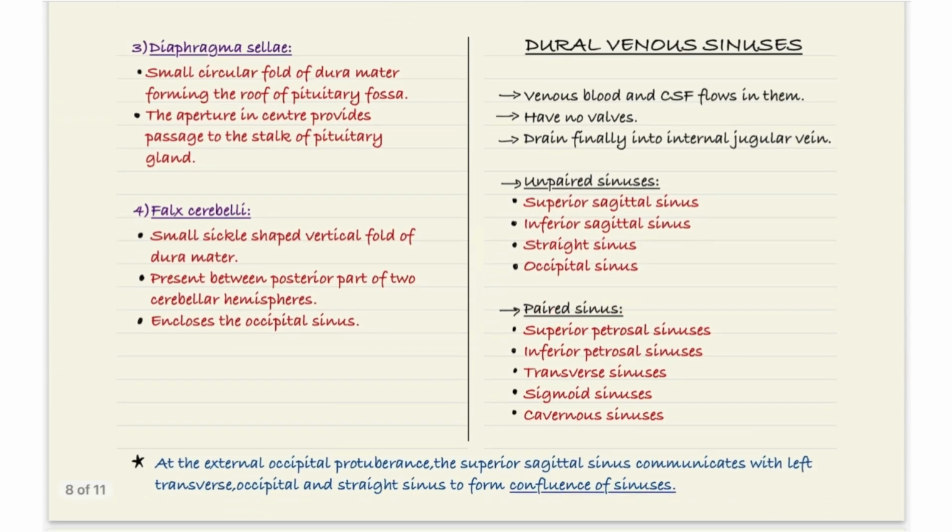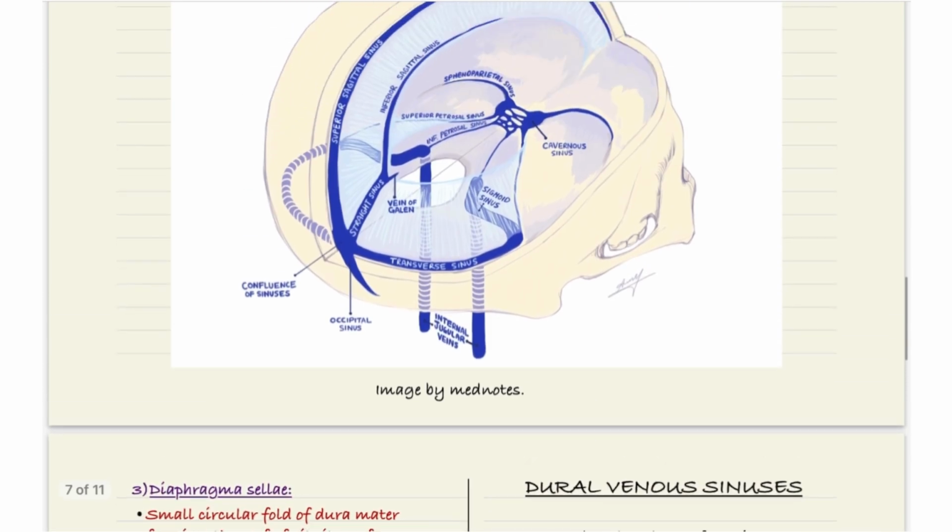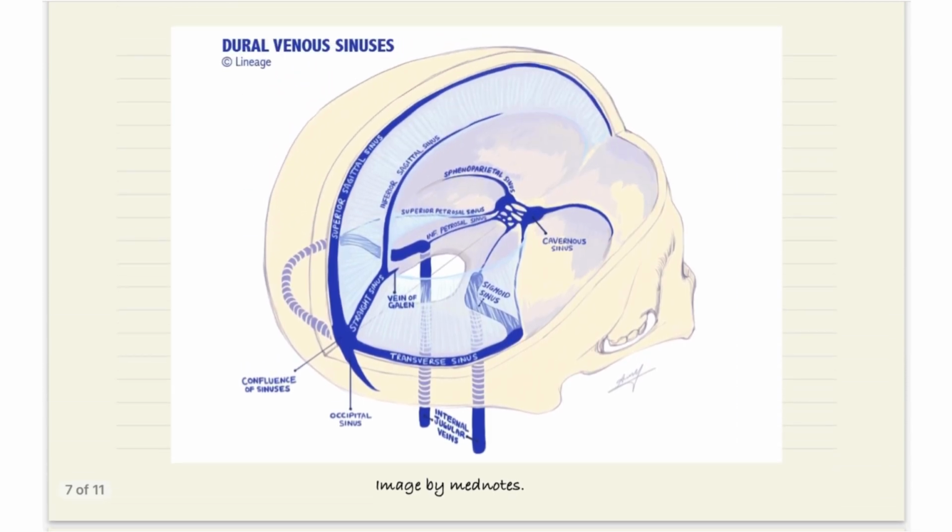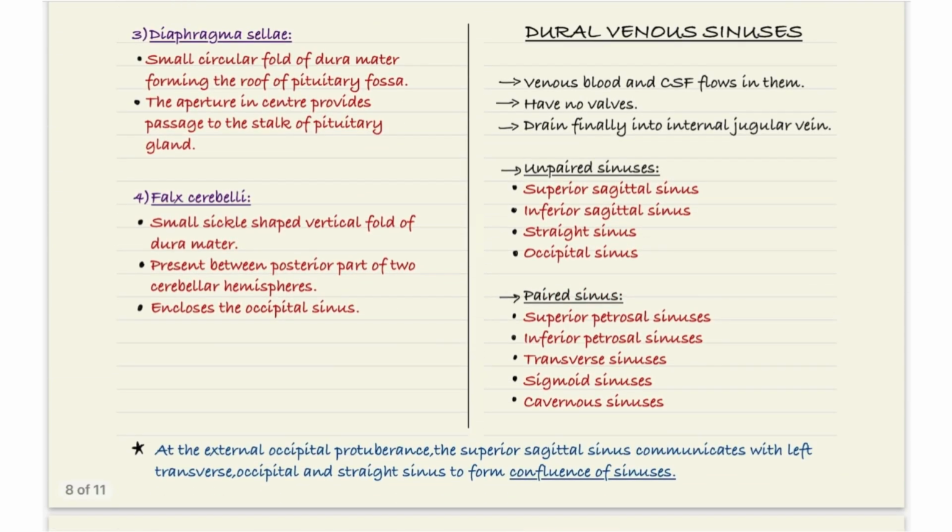And the paired ones are superior petrosal sinus, inferior petrosal sinus. So here is the superior petrosal sinus. This is the inferior petrosal sinus. Next, transverse sinus, sigmoid sinus and the cavernous sinus.